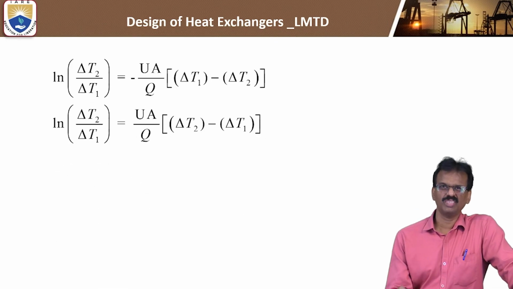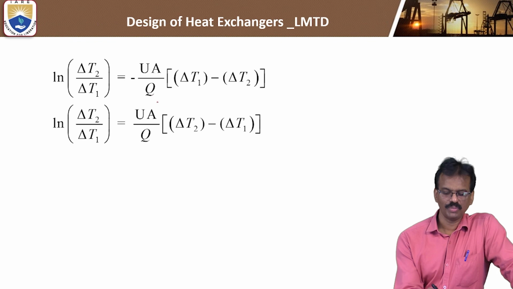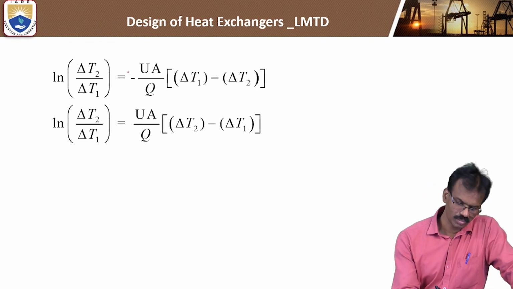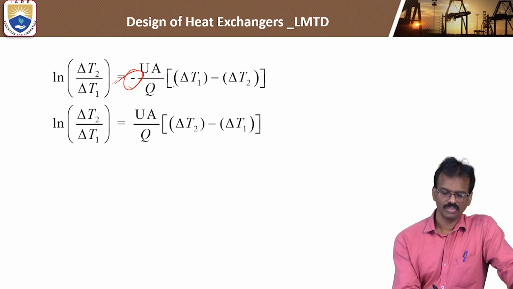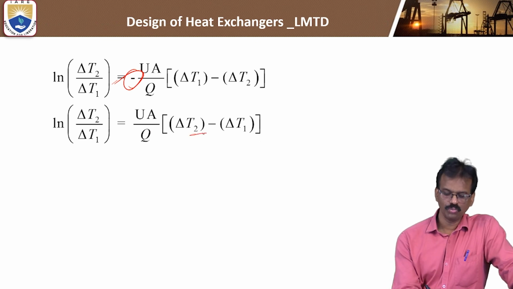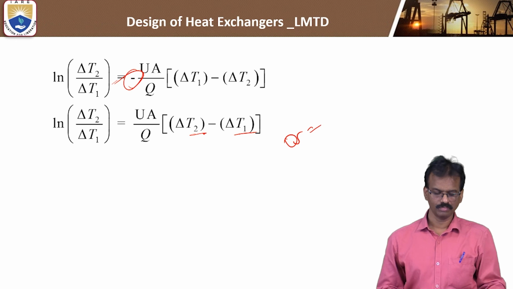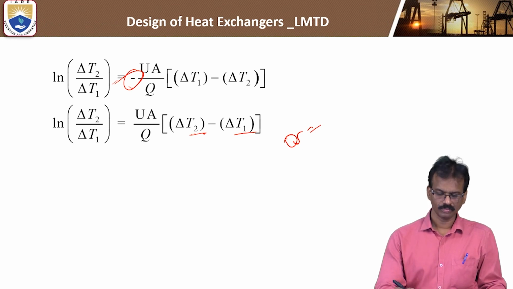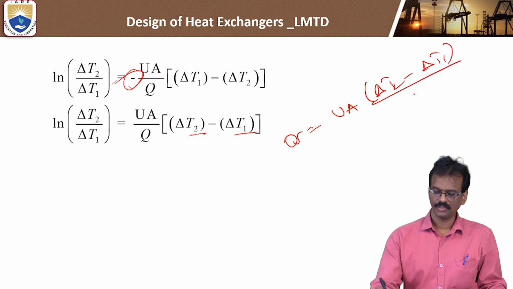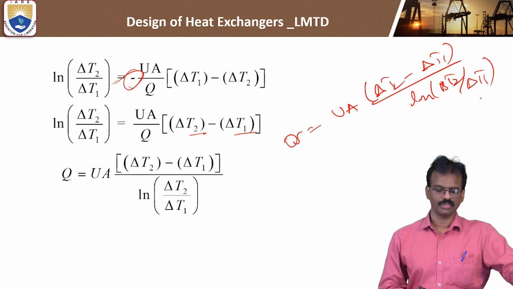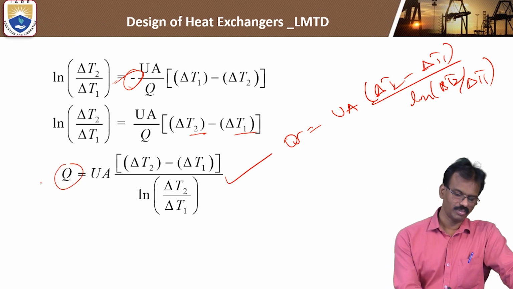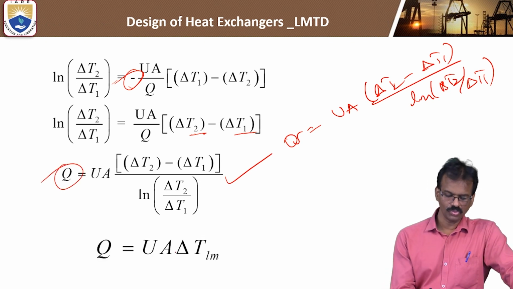So then the formula is ln delta T2 by delta T1 is equal to minus UA by Q into delta T1 minus delta T2. You know there is a minus. If you send this minus into the bracket, the formula will be UA by Q into delta T2 minus delta T1. Then Q is equal to UA into delta T2 minus delta T1 by ln delta T2 by delta T1. This is the final formula for the rate of heat transfer. You can rewrite it as Q is equal to UA into delta TLM.